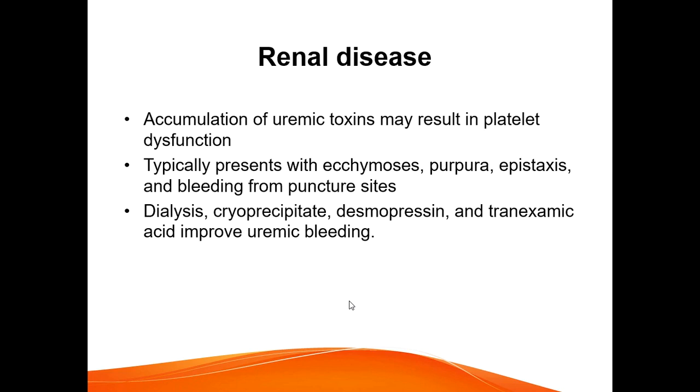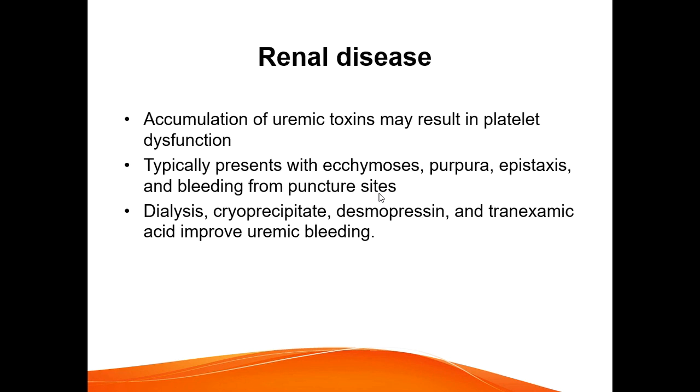Again, CKD. So many of our patients are admitted with CKD in ICU. They also have a higher risk of bleeding because there is accumulation of uremic toxins which result in platelet dysfunction. The count may be 80,000, 90,000, but the quality of platelets is not good because the function has been deranged because of uremic toxins. Typically, these patients present with ecchymosis, purpura, epistaxis and bleeding from puncture sites. And the treatment here, the most important treatment, is dialysis.